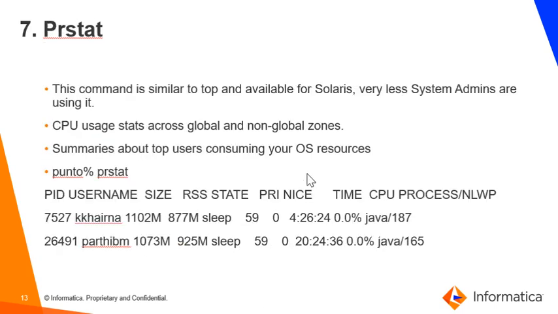The seventh command is prstat. This command is similar to top and is available for the Solaris environment. Very few system admins are using it. It gives information on CPU usage stats across global and non-global zones. It also summarizes the top users consuming our OS resources. The syntax is prstat and the output can be achieved like this.